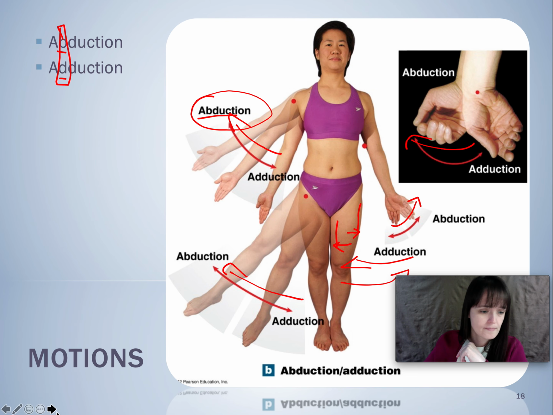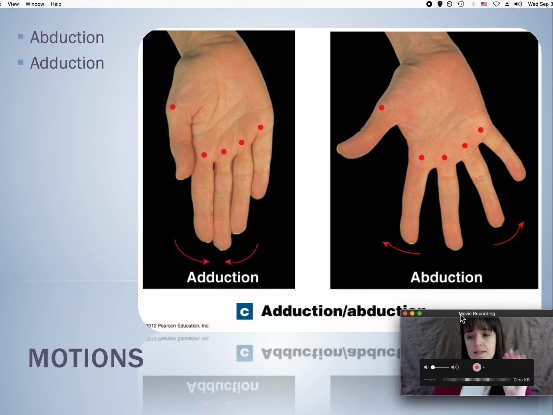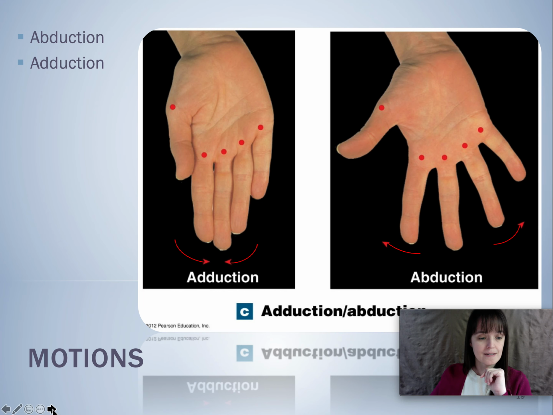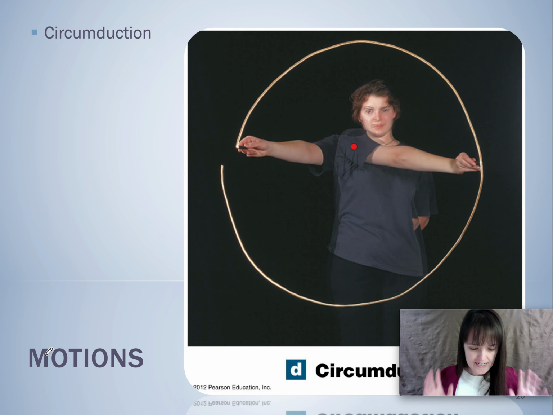In the hand, abduction is moving the fingers apart. Adduction is adding them back together. All right, circumduction is around in a circle. I've got a bum shoulder, I can't do that anymore, but here, with this finger, you can circumduct your thumb. Circumduction is an angular movement that draws a circle.